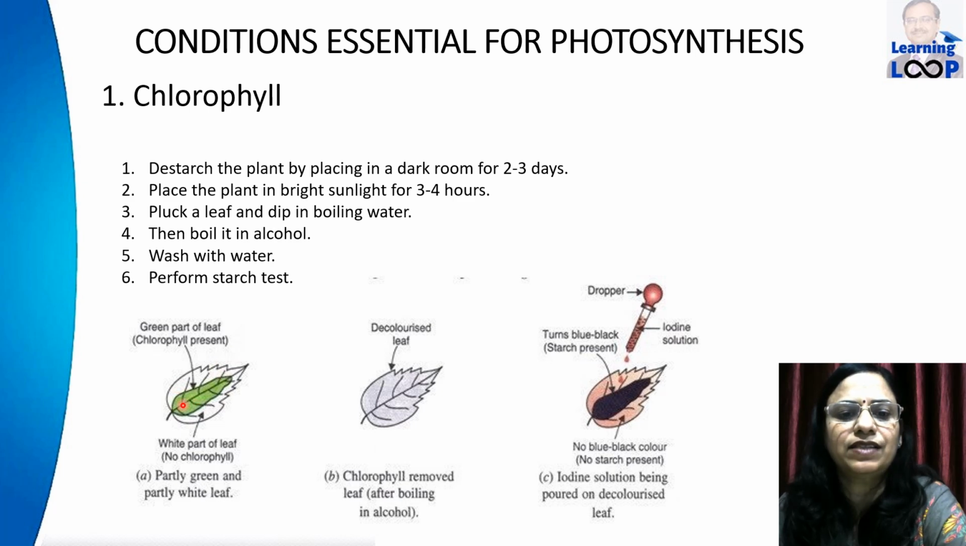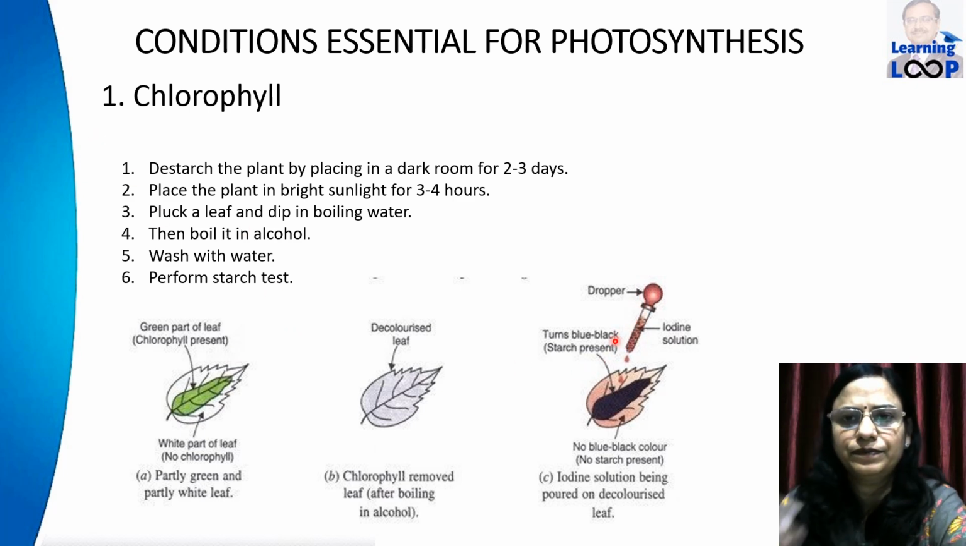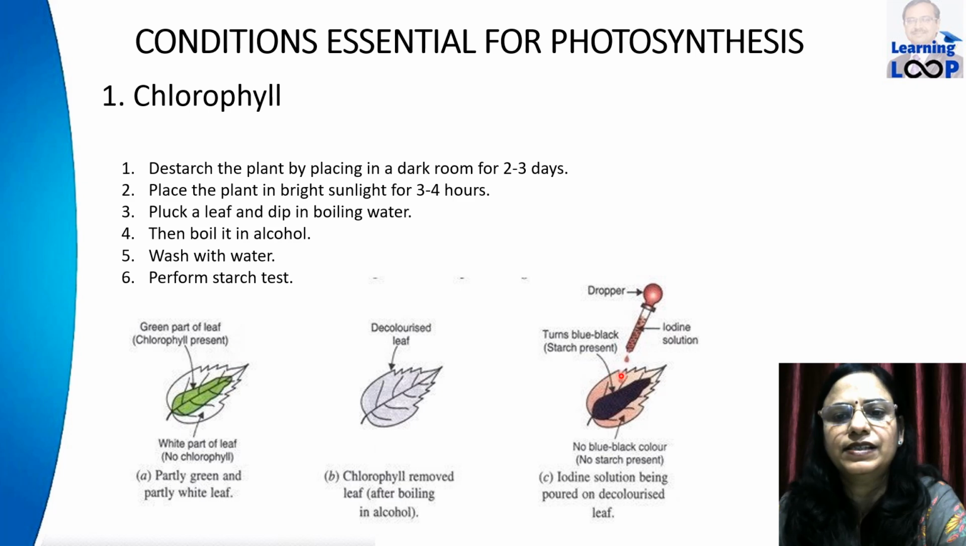In the first one, you can see the green color and the outer margin is white. But once you have boiled it in alcohol, the leaf becomes almost transparent and all the color has been removed from it. After that, take some iodine solution with the help of a dropper and just put it all over the leaf. You will observe that the part of the leaf which was green now turns blue-black, and the part of the leaf which was transparent turns brown. Or the part of the leaf which was maybe yellow or pink or white will turn brown.